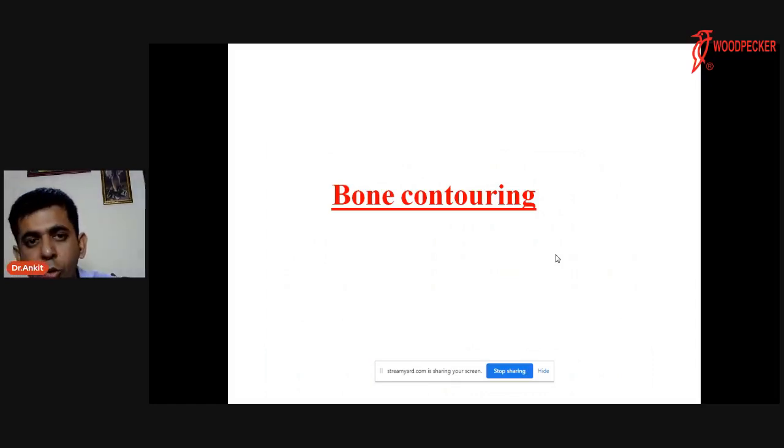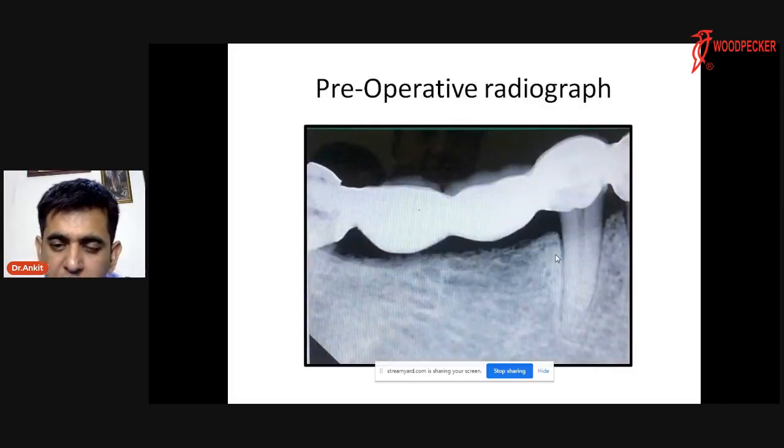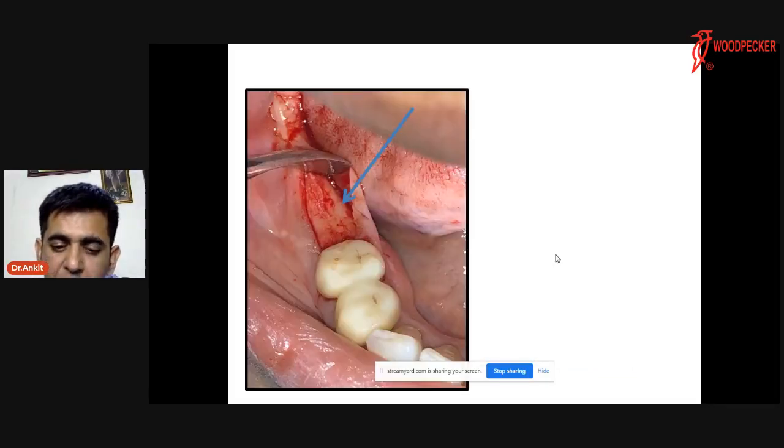The bone contouring, though we have already seen it in our cases, right? So in our scenario, this is a pre-operative radiograph where you can see the bone loss, and the lingual side is there. The bone is not uniform, right? You can see the bone level is not uniform. It is more on the lingual side.